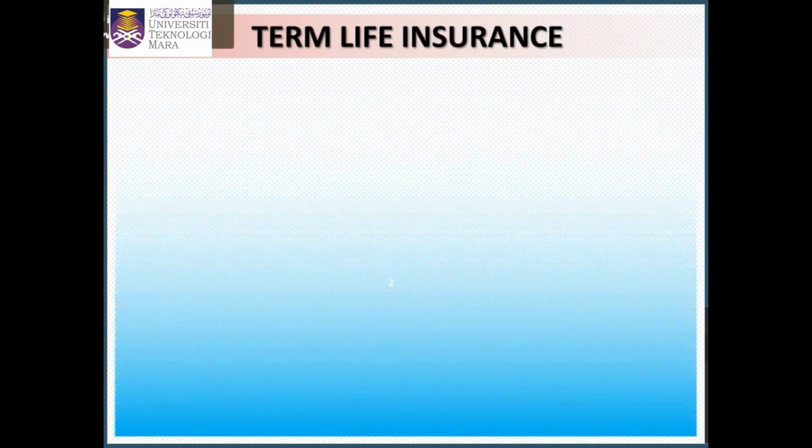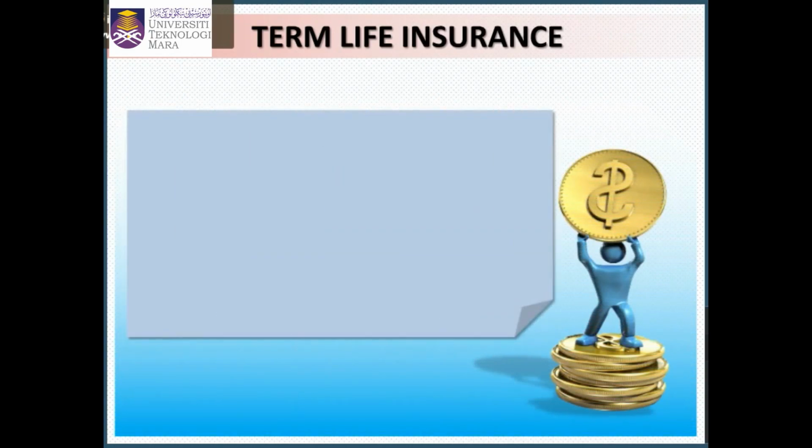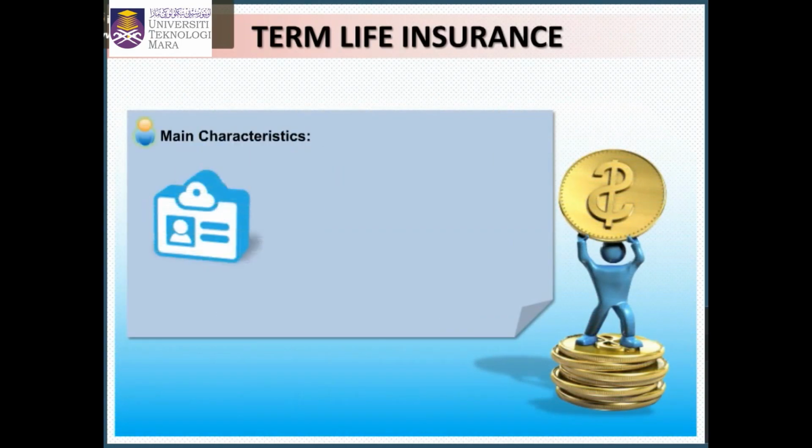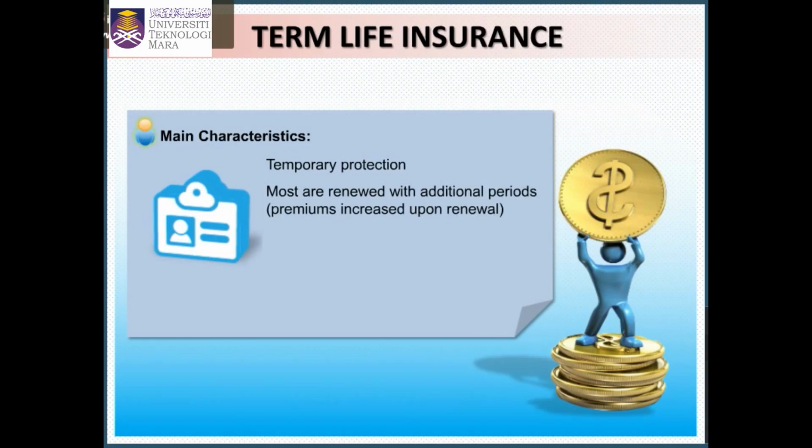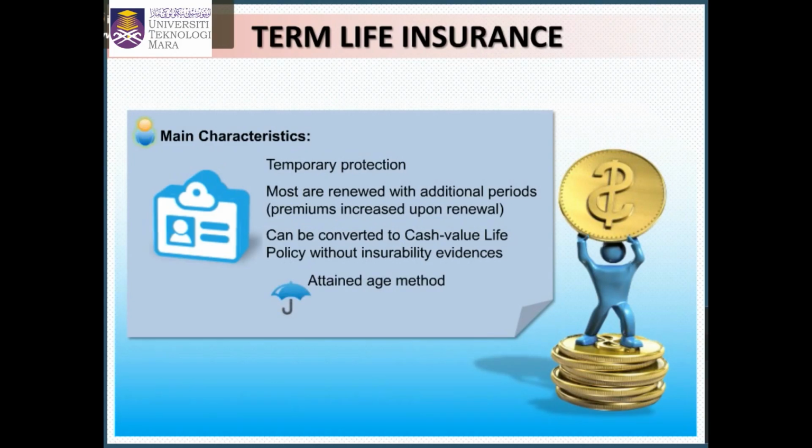Term life insurance. Main characteristics. Temporary protection. Most are renewed with additional periods, premiums increased upon renewal. Can be converted to cash value life policy without insurability evidences. Attained age method. Original age method.